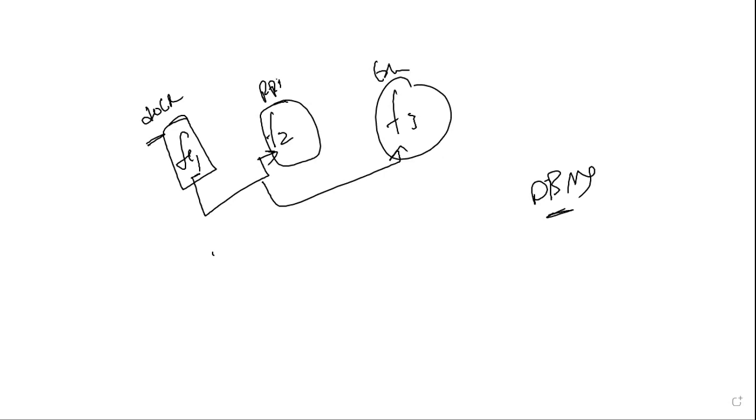Next point. It is also not possible to perform normalization.